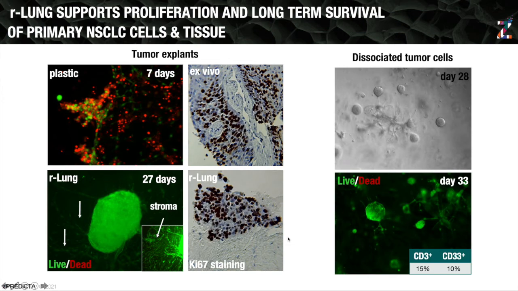We can also take dissociated tumor cells and grow them into spheroids. And you can see here they're both spheroids and then stromal cells kind of connecting those spheroids. And again, the viability is maintained for a month or so. And we've also looked at the presence of some of the immune cells. So there is presence of both CD3 and CD33 cells.